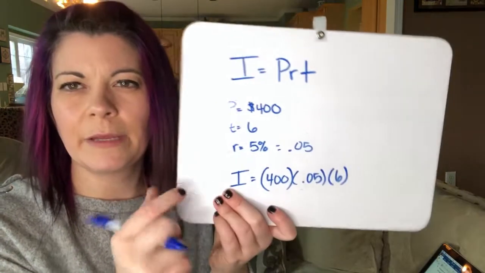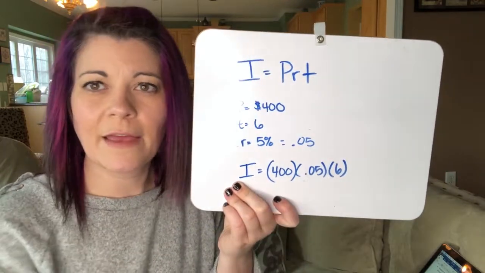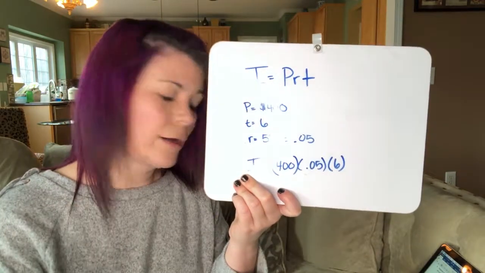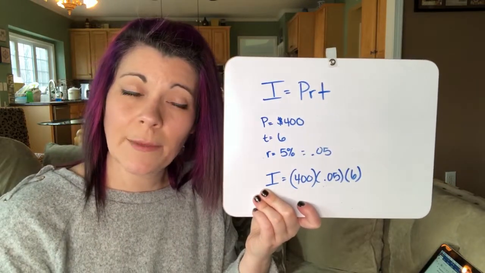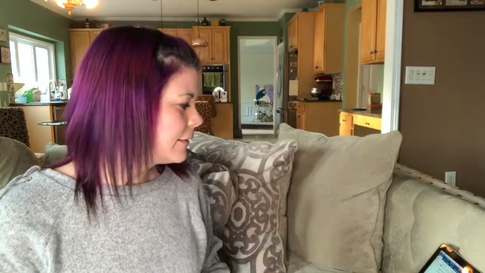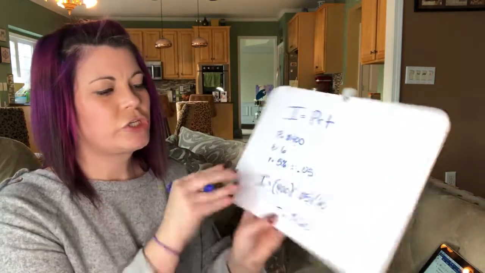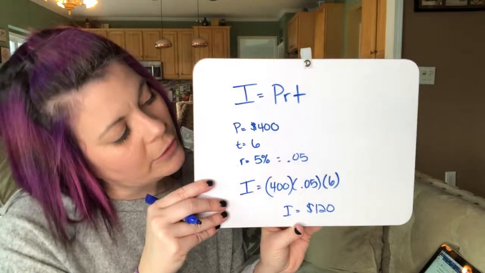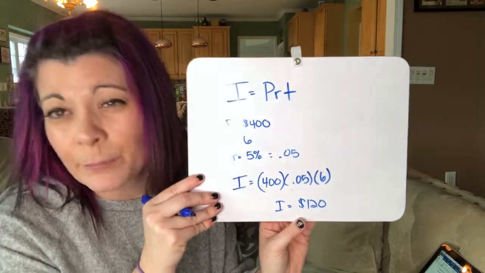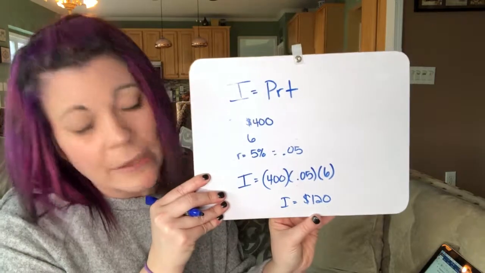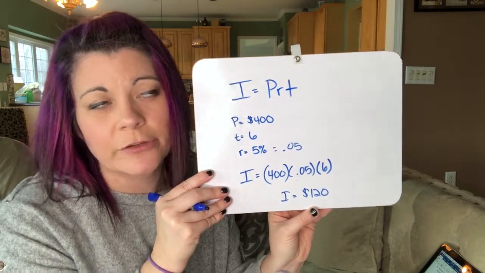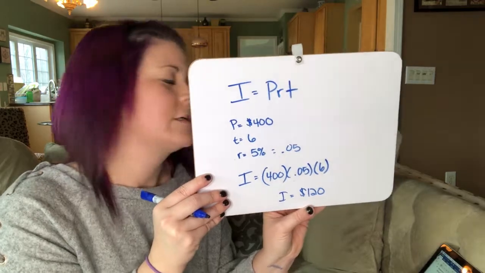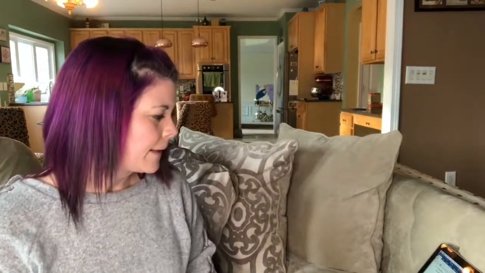So here is what we know. We know the principal, the rate, and the time. We're going to plug it all in and use paper and pencil to solve this. And we get I is equal to $120. So if you deposit $400 in the bank for 6 years, at the end with simple interest, you'll make $120. So you'll get $520 instead of $400 at the end of 6 years. That's kind of a low rate too.